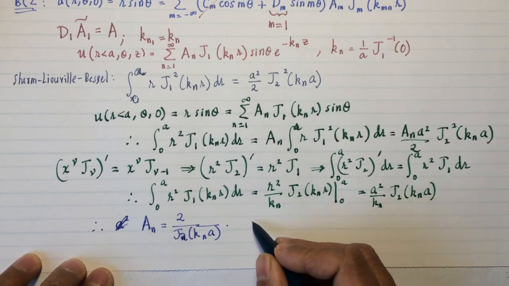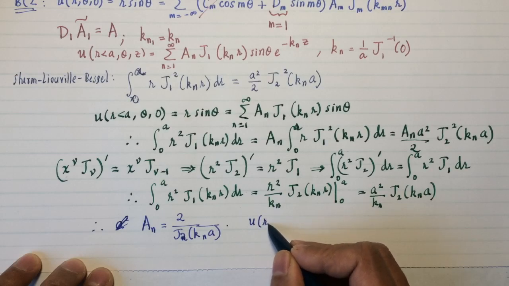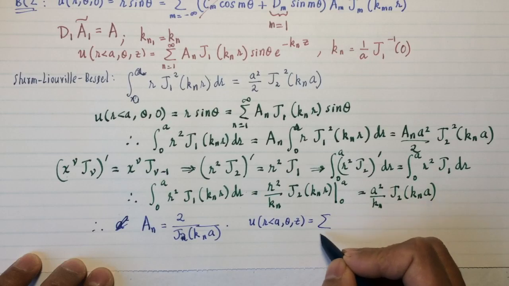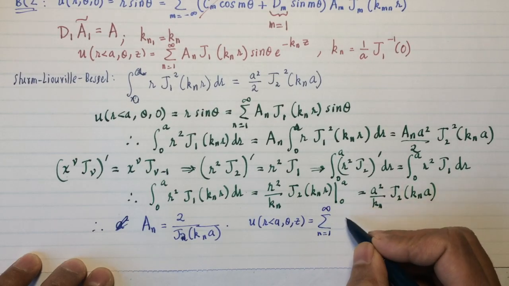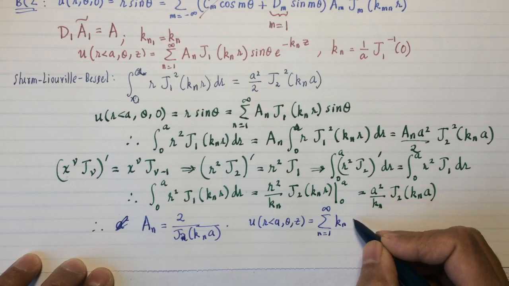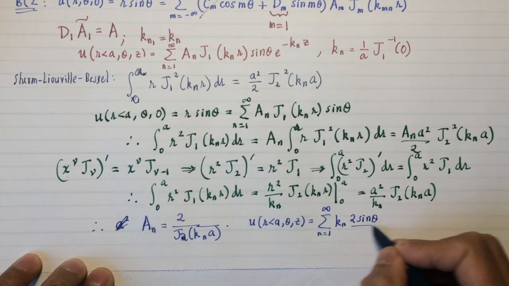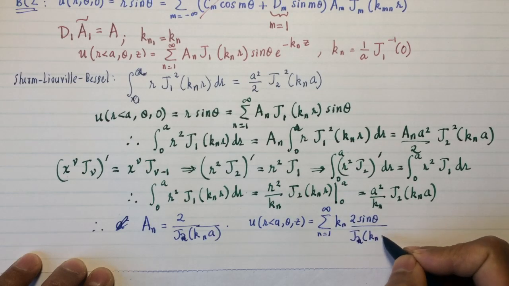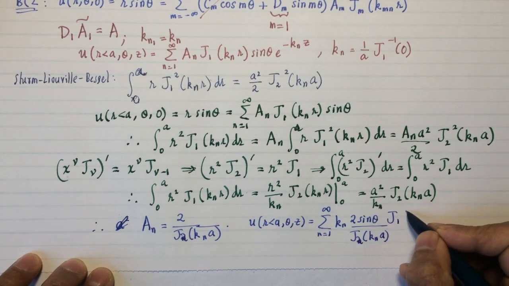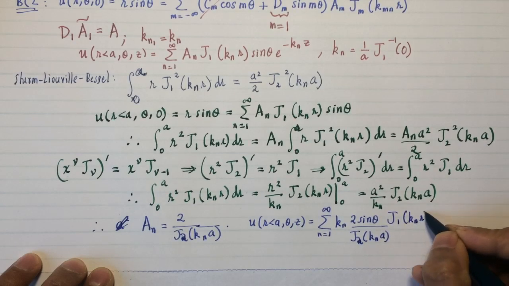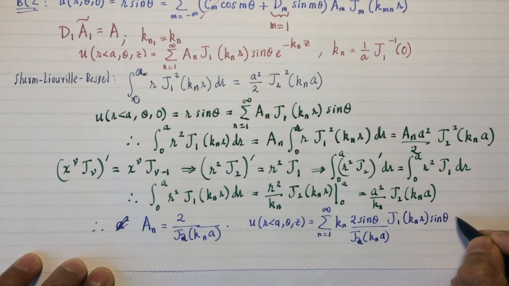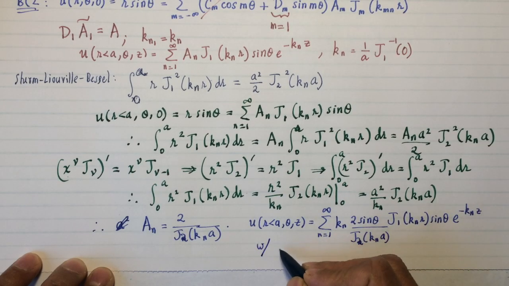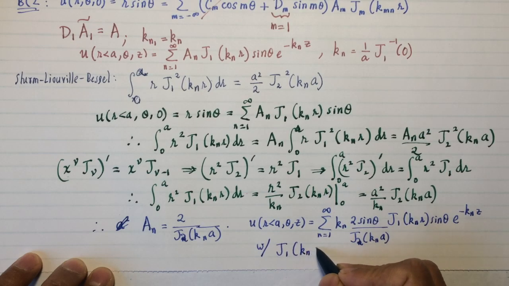And so the full solution, which is u for r less than a, theta, z, is going to be the sum from n equals 1 to infinity of 2 sine theta over J2 of k_n a, times J1 of k_n r, sine theta, e to the minus k_n z, with the understanding that J1 of k_n a is equal to 0.